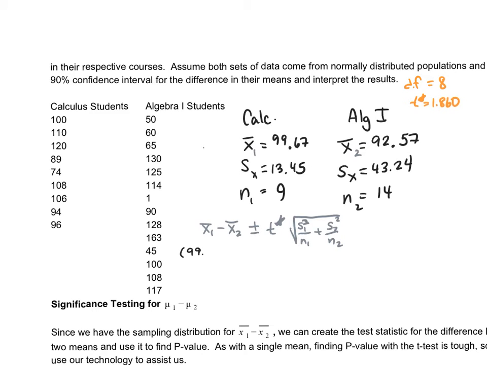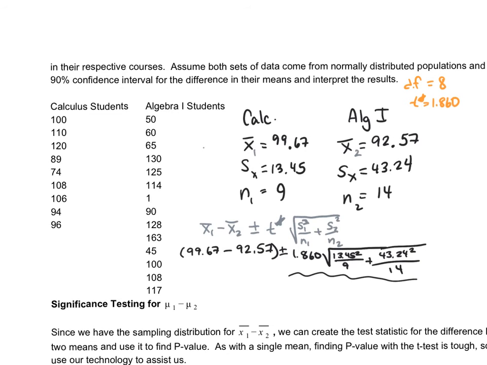So we have 99.67 minus 92.57 plus or minus t-star, which is 1.860, times the square root of 13.45 squared over 9 plus 43.24 squared over 14. So this is all going to be my margin of error, and so we can calculate and figure out what all that is.